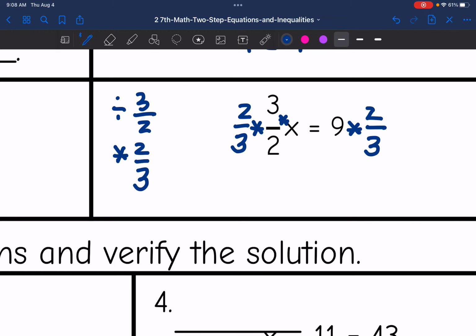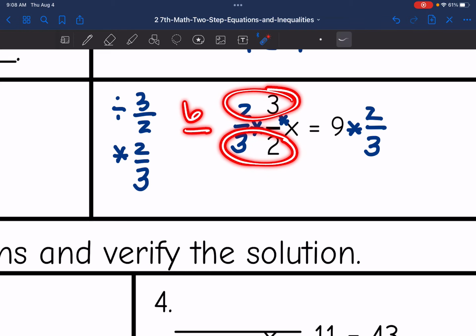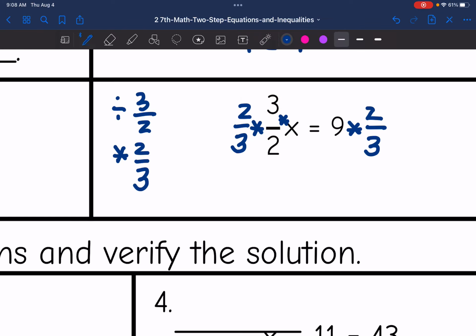And then if you think about this, 2 times 3 is 6, 3 times 2 is 6, so we would get 6 over 6, which is 1, and we would just have 1x or x, which is the goal when solving an equation. You want to isolate the variable. And then 9 times 2/3 would be 18 over 3, which is 6.